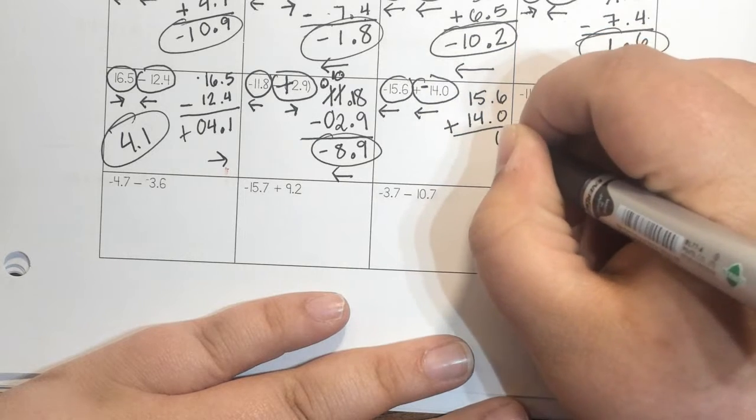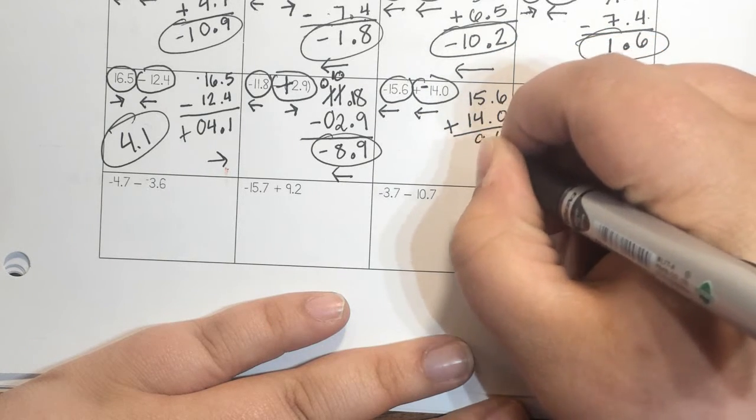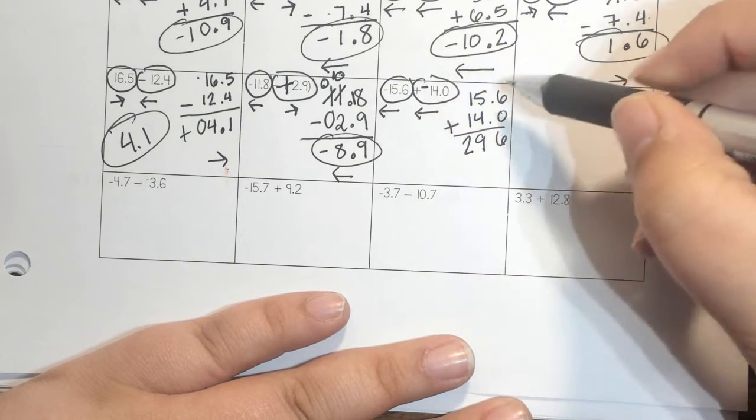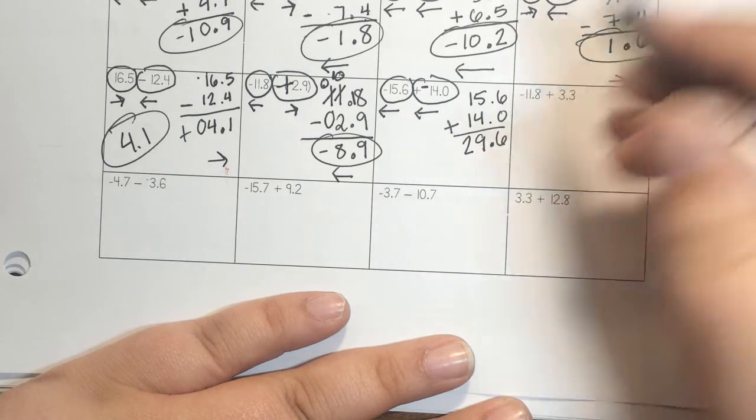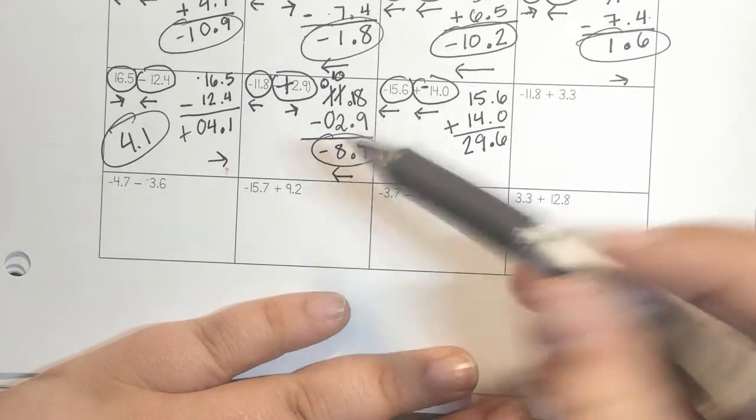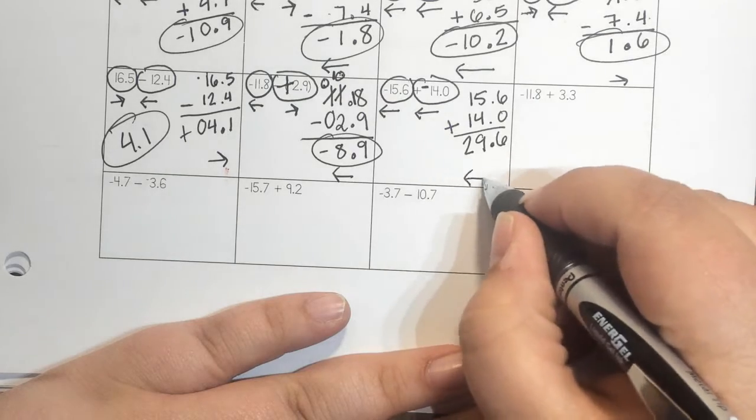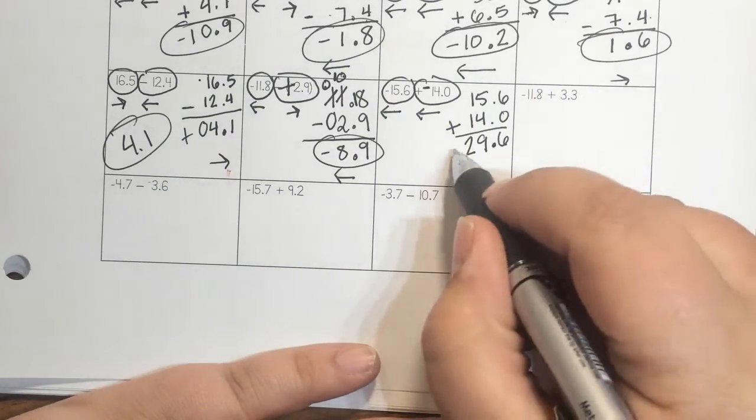6 plus 0 is 6. 5 plus 4 is 9. 1 plus 1 is 2. I've just forgotten to write the decimal. Those arrows were both going to the left, so our final number is going to be going to the left of 0, which is negative.